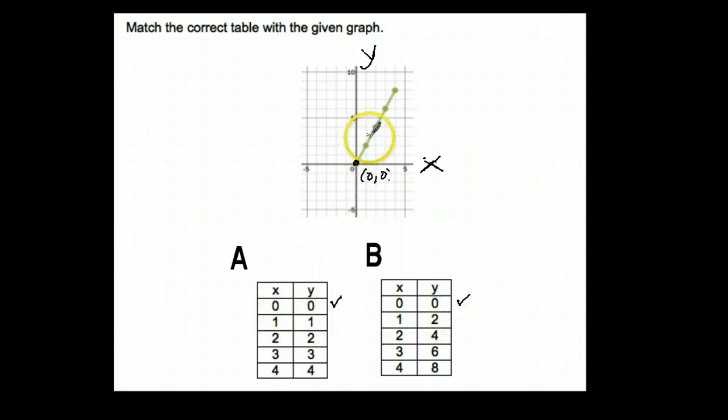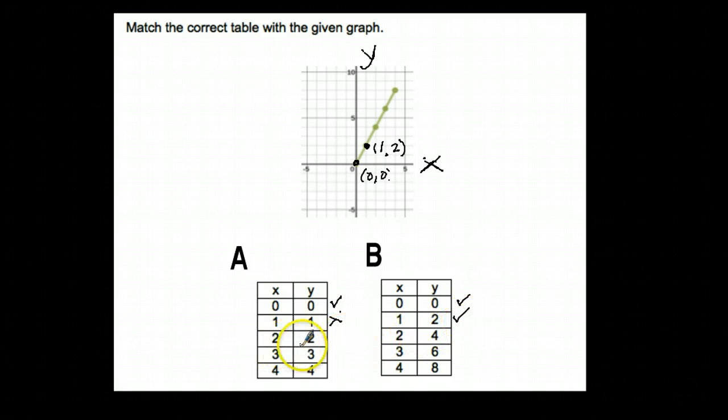The next point that I see on my graph is at the point 1, 2. So the x value is a 1 over to the right, and the y value is up 2. So I'm looking for the next coordinate at 1, 2. That's at 1, 1, which is actually below that point. And so this one does not have it, but the next one does.